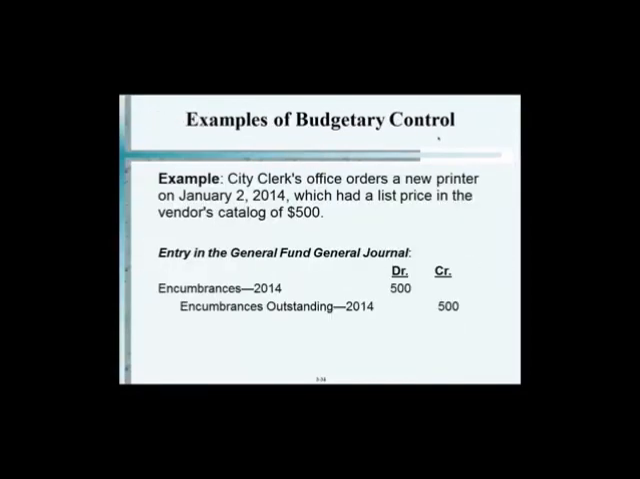Now let's go to the journal entry. This is the second journal entry that I want you to never forget, okay? It's the same journal entry every single time. When you order an item, you debit a budgetary account called encumbrance, and you credit a budgetary account called encumbrance outstanding.